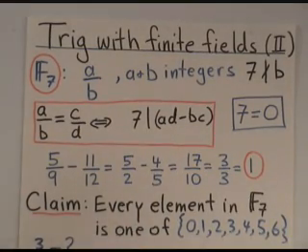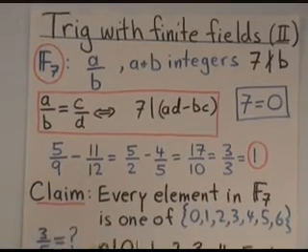Here's an example of a bit of arithmetic in this field. Suppose we had 5 over 9 minus 11 over 12. This 9 can be replaced by 2 because we're allowed to throw away 7. The 11 and the 12 can be replaced by 4 and 5, just subtracting 7s. This thing is computed just as in ordinary arithmetic. 5 times 5 minus 2 times 4, that's 17 over 10. Throw away some 7s, we get 3 over 3, which is equal to 1. That's a computation in F7.